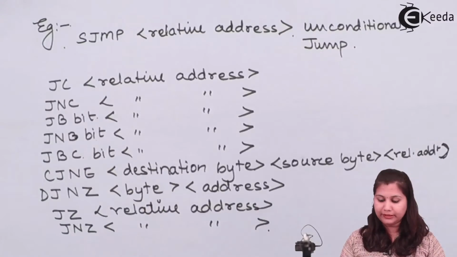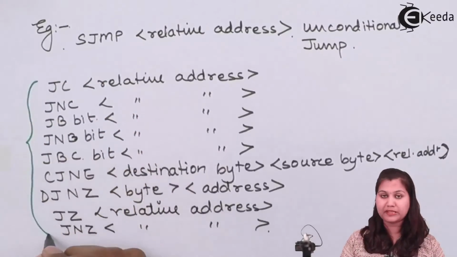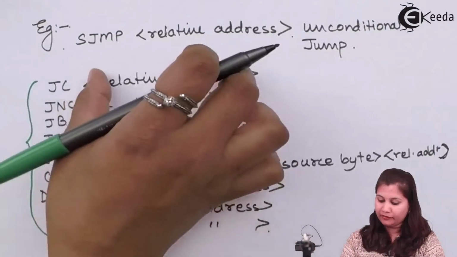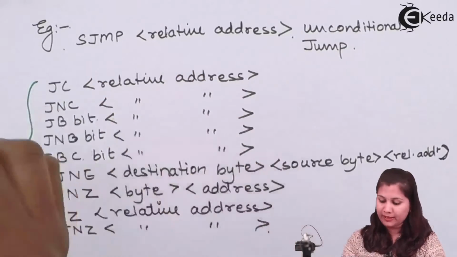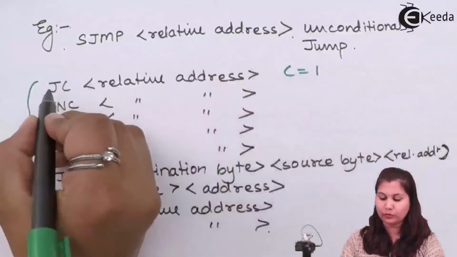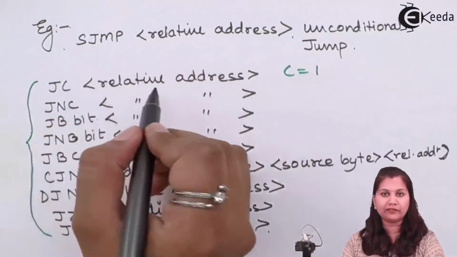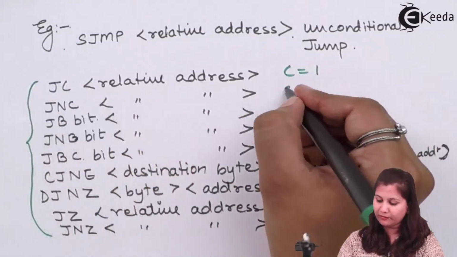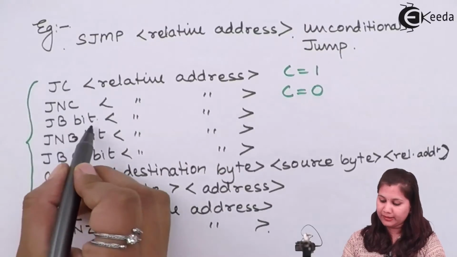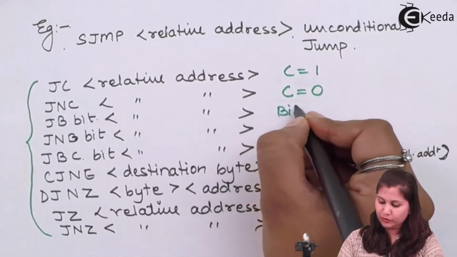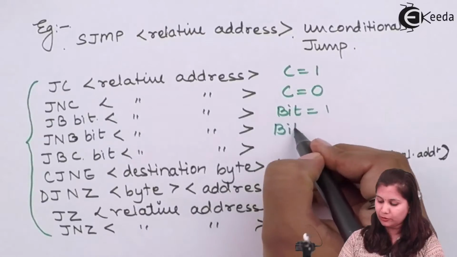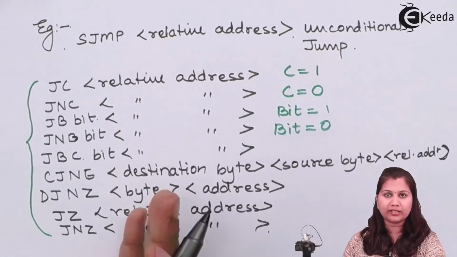These are all the conditional jumps where some condition has to be specified, and only then will the microcontroller jump to the memory location. Here we have to provide the relative addresses. The first instruction is jump on carry, which means only when the carry is equal to 1 is it going to jump to this relative address. Jump on no carry means when the carry flag is 0, then it is going to jump. Jump if bit is 1 means if the bit is equal to 1, then it is going to jump. Jump if no bit means only when the bit is equal to 0 is it going to jump.